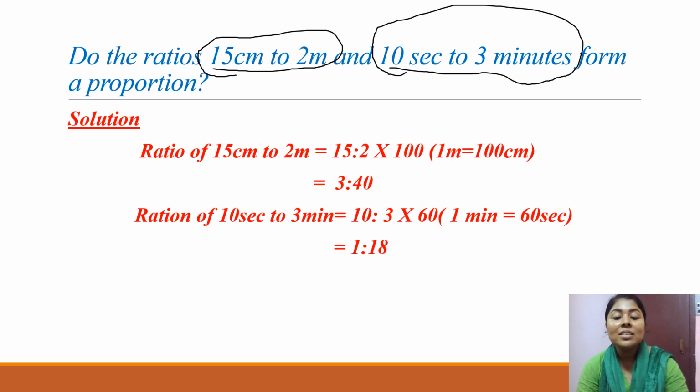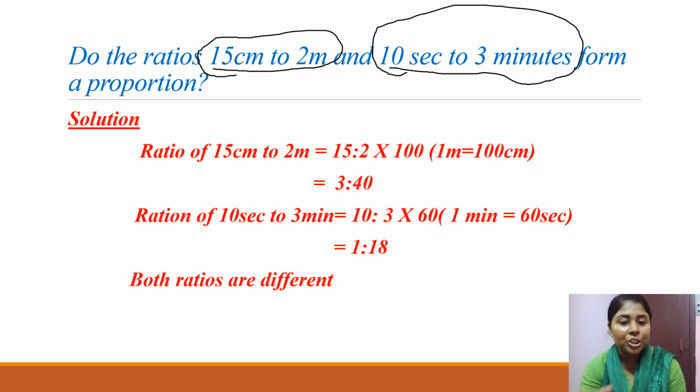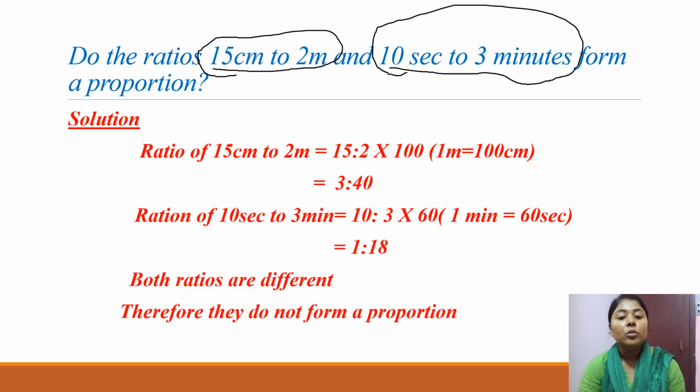So here see whether both the ratios are equal. 3 by 40, whether it is equal to 1 by 18. Yes or no? It's entirely different. So both the ratios are different. Therefore, they do not form a proportion.